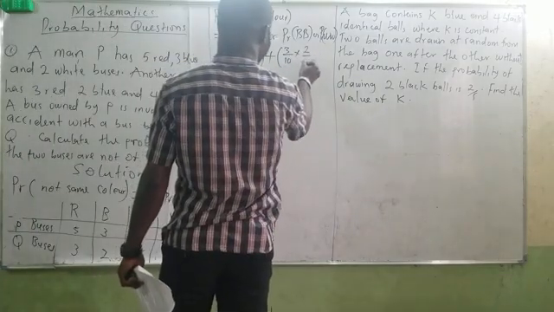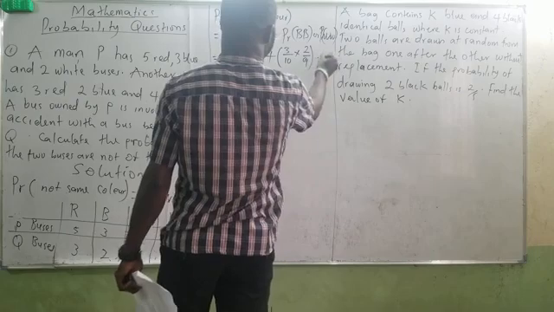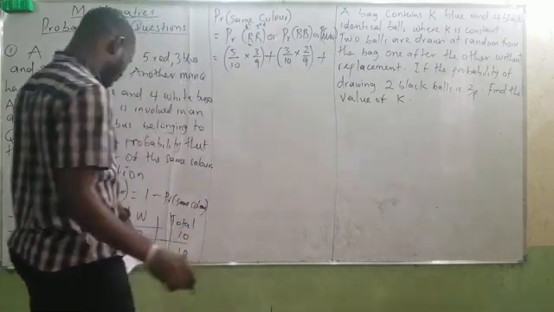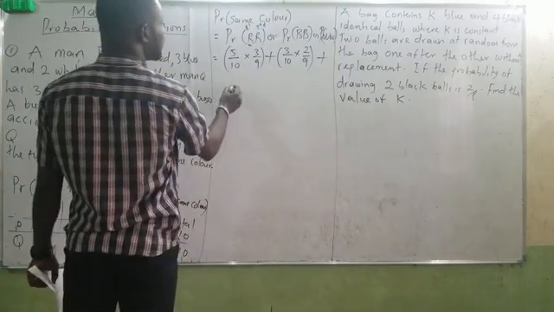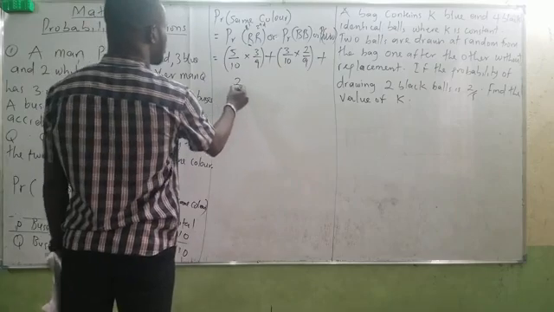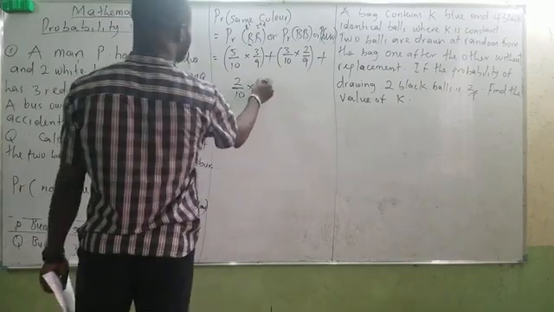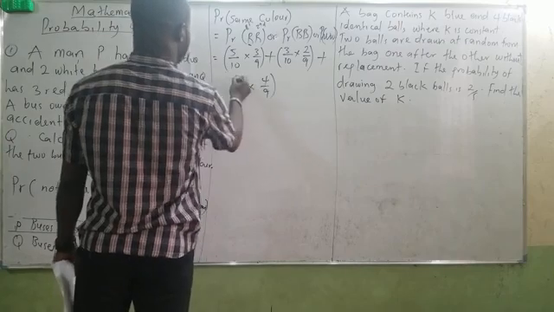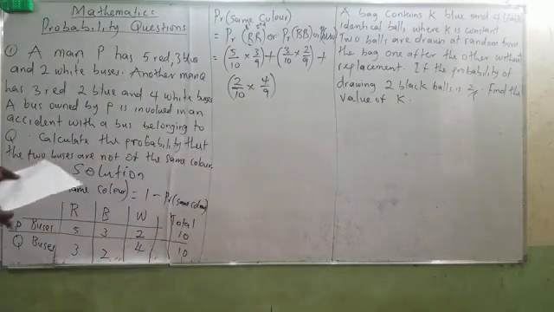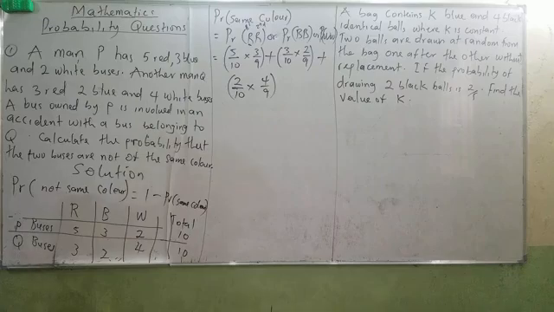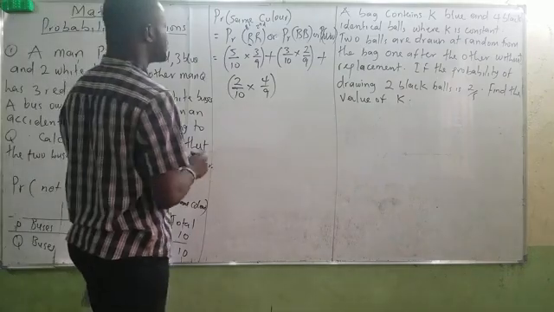2 all over 9 plus the last one of white. White will be what? Probability will be 2 all over 10 multiplied by 4 all over 9. That is what we are talking about. Can you see that is how it's going to be done?